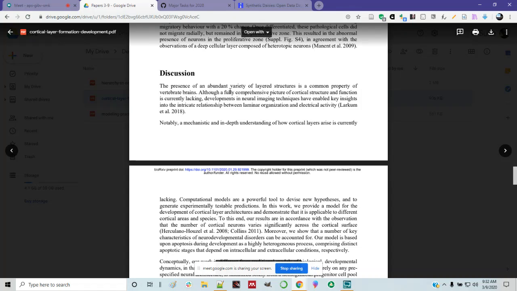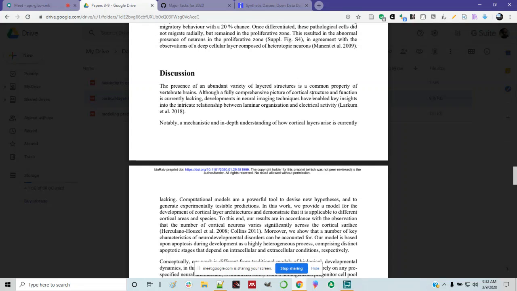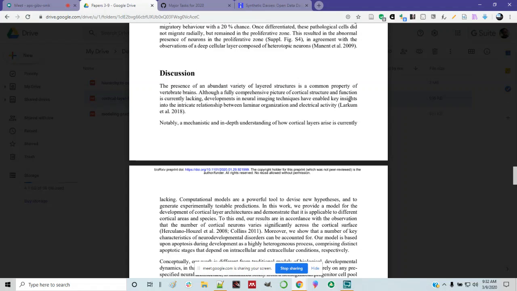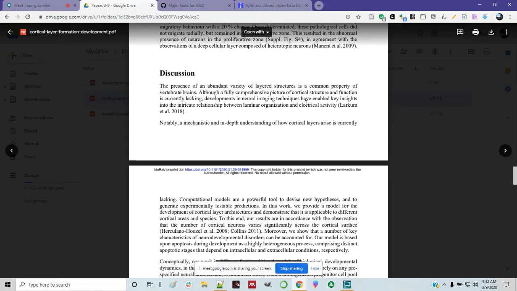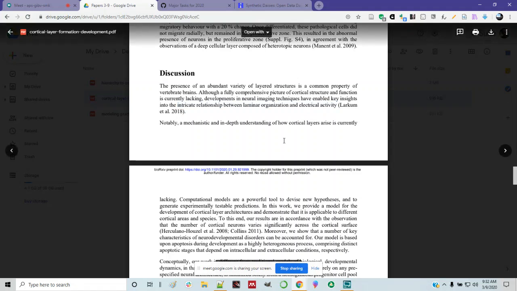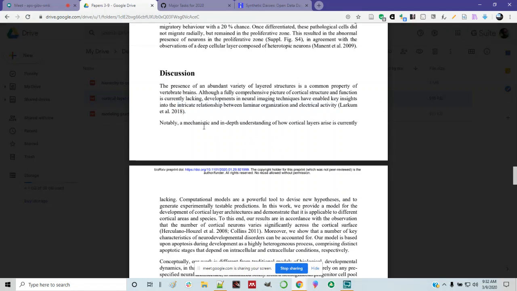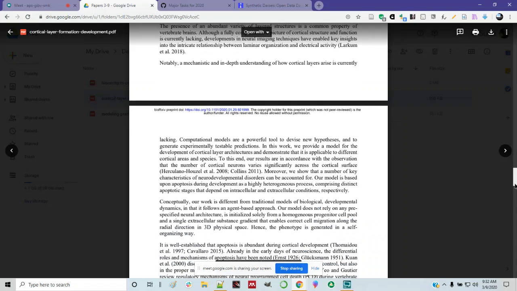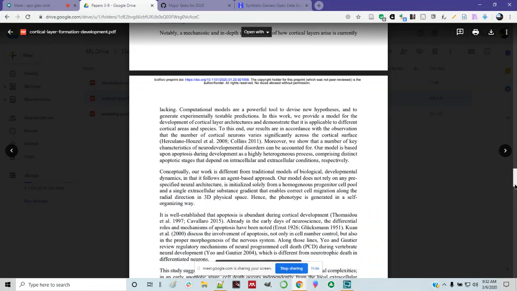So the presence of an abundant variety of layered structures is a common property of vertebrate brains. Although a fully comprehensive picture of cortical structure and function is currently lacking, developments in neuroimaging techniques have enabled key insights into these relationships. And that would be mainly between laminar organization and electrical activity. So a mechanistic, in-depth understanding of how cortical layers arise is currently lacking. So we can use computational models to inform this, but we don't really have an answer, I guess.